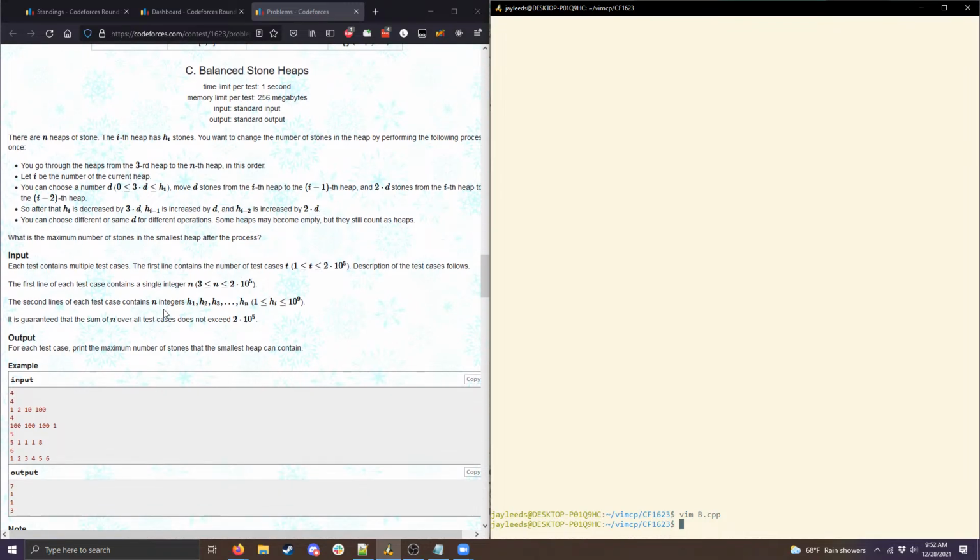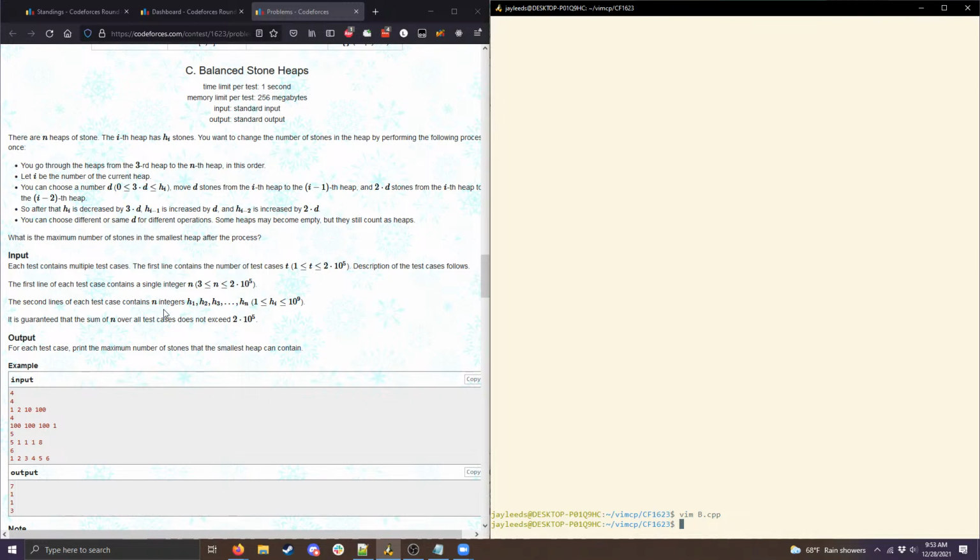So, problem C. We have n heaps of stone, and the ith heap has hi stones. What we're going to do is iterate through the heaps from the third to the nth heap in order, and for each heap, we're going to choose a number d, and move d stones from this heap to the heap 1 to its left, and 2d stones from the current heap to the heap 2 to the left. Some heaps can become empty, but they'll still be counted. We have to maximize the number of stones in the smallest heap at the end of the process.